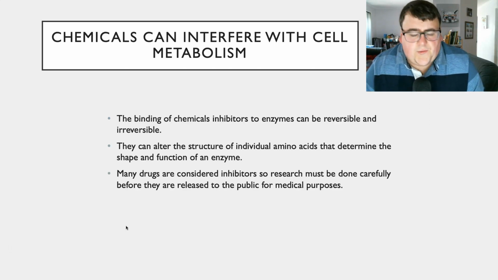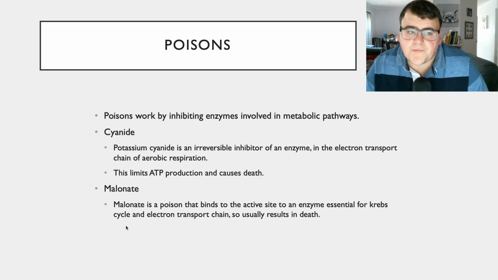There are many chemicals that we use in our everyday life that actually can interfere with cell metabolism. The way they work is they alter the structure or function of an individual amino acid, and that amino acid could potentially change the shape and function of the entire enzyme. Many of the antibiotics and drugs that we use are considered to be inhibitors, so there has to be a lot of research into those before they're released widely to the public to ensure they're fit for medical purposes and not going to interfere with our cell metabolism in a detrimental way.